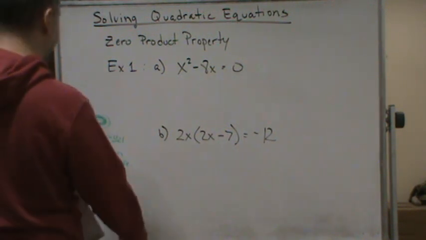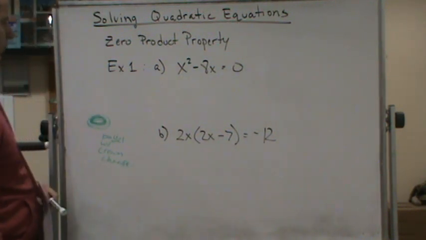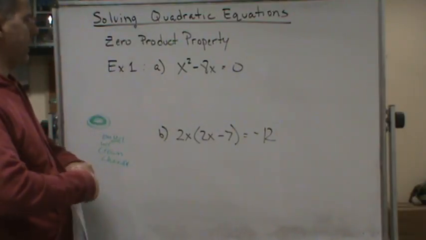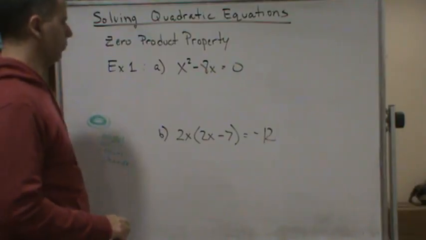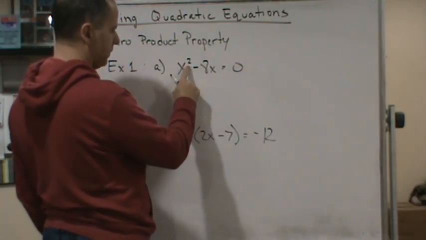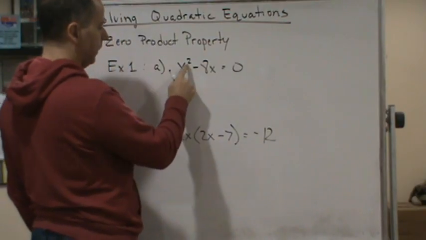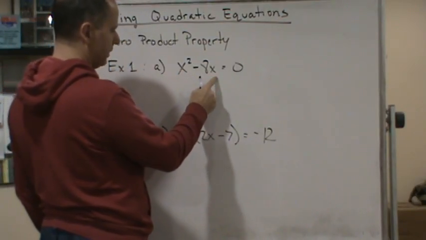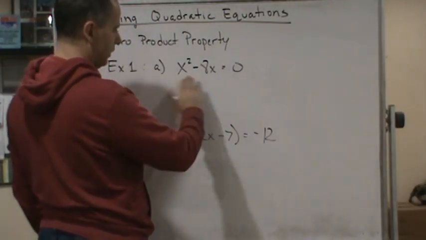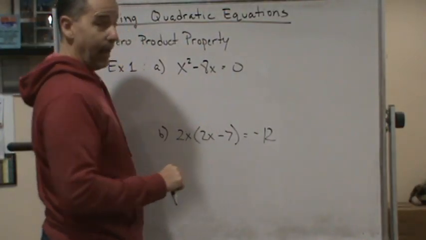All right, so now we have this example, and we're going to use the zero product principle. So we'll do A. Now A is in the standard form, right? So it's a quadratic equation. You can see that it's quadratic because we have x squared minus 8x. Now the constant is 0, right? But it's still a quadratic equation. So we're going to factor this.